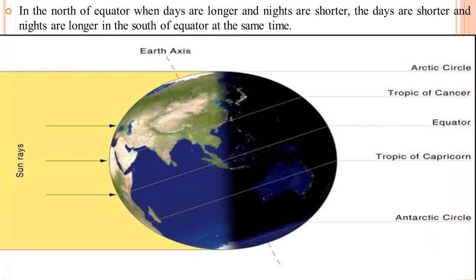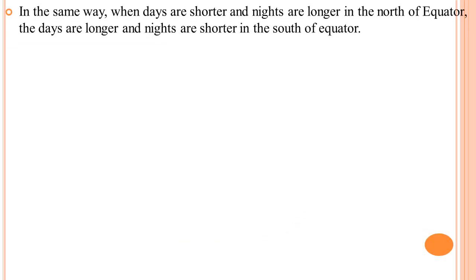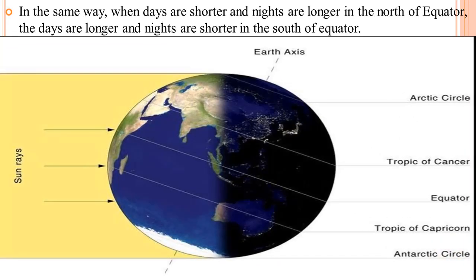Some more explanation about these things. In the north of the equator, when days are longer and nights are shorter, the days are shorter and nights are longer in the south of the equator at the same time. In the same way, when days are shorter and nights are longer in the north of the equator, the days are longer and the nights are shorter in the south of the equator.